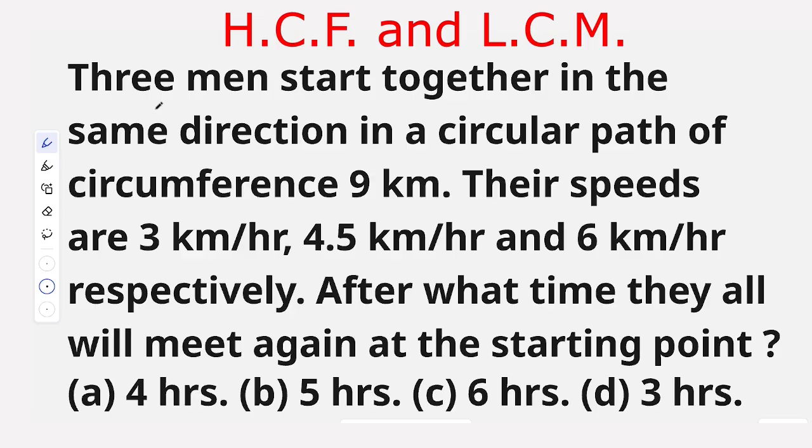Our question is, 3 men start together in the same direction in a circular path of circumference 9 km. Their speeds are 3 km per hour, 4.5 km per hour and 6 km per hour respectively. After what time will they all meet again at the starting point? The given options are option A 4 hours, option B 5 hours, option C 6 hours, option D 3 hours.